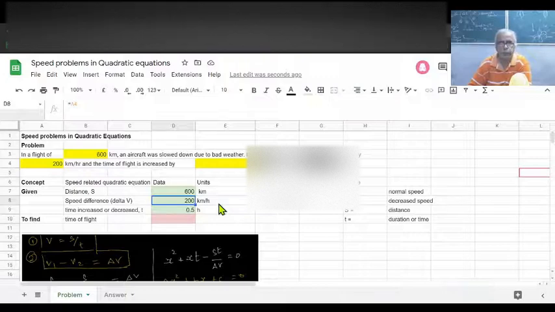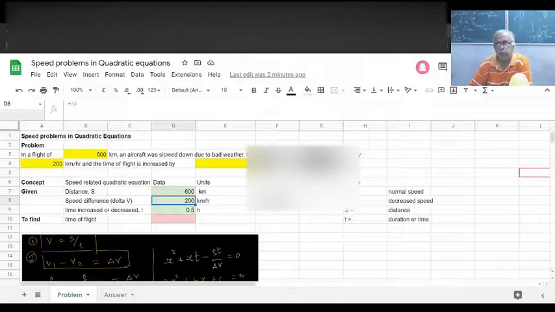And what is the third parameter? The time of flight is increased by 30 minutes. So let us put t, whether the time is increased or decreased, that is by 30 minutes. But instantly you have to convert the unit also, because it is given in minutes, and we are dealing with all units in terms of kilometer and hour only. So we have to convert this, divided by 60, we can put 0.5 hour. So we have got the inputs ready, right? Now we have to go ahead with the calculation.